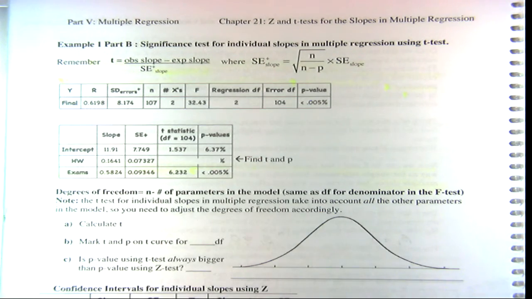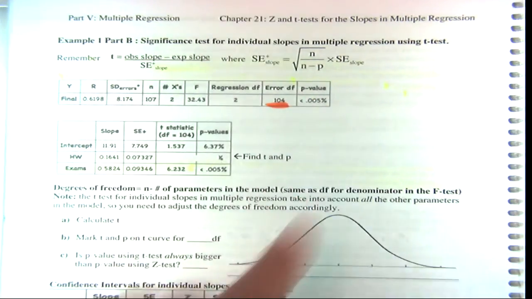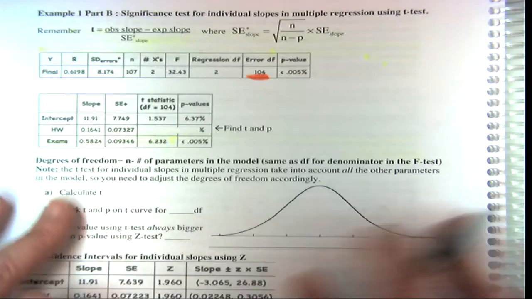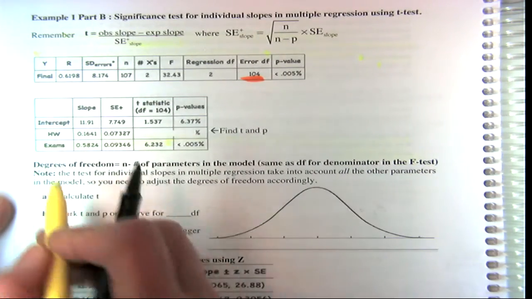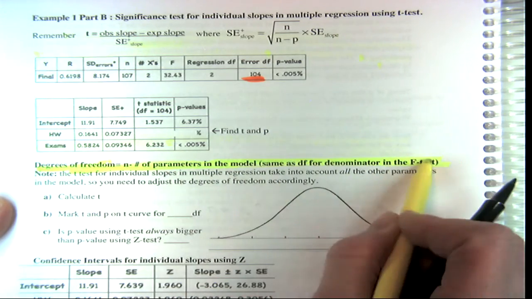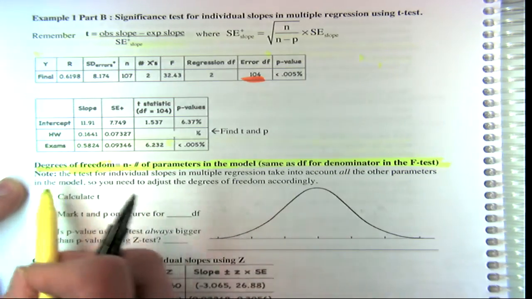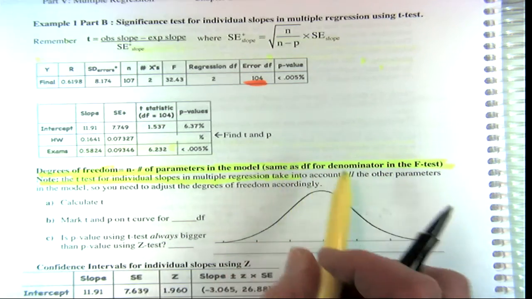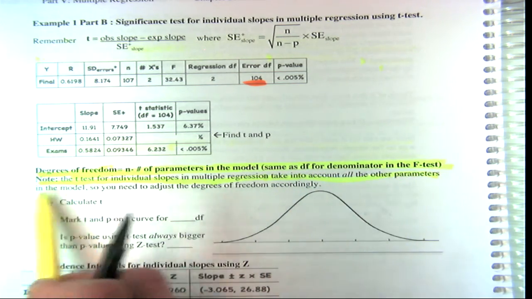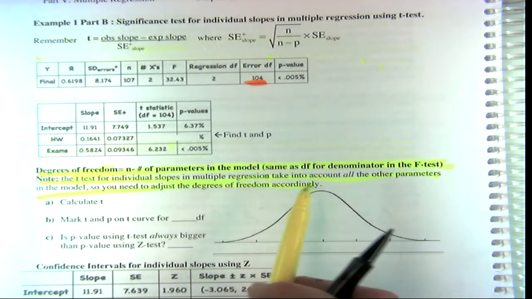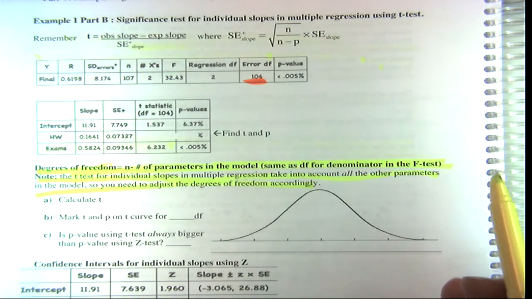So now what's the difference here? Right away you see that you have to deal with these degrees of freedom, and that's n minus p. Now that's really different. Okay, so let's read this. This is important. The degrees of freedom in the model are the same as in the denominator of the f-test. Note, the t-test for individual slopes in multiple regression takes into account all the other parameters in the model, so you need to adjust the degrees of freedom accordingly. It's not n minus 1, it's n minus the number of parameters.